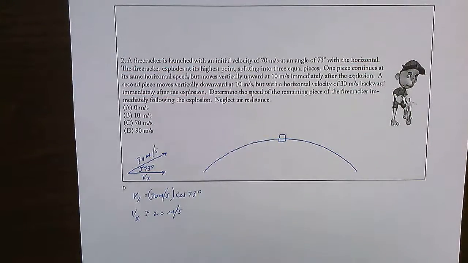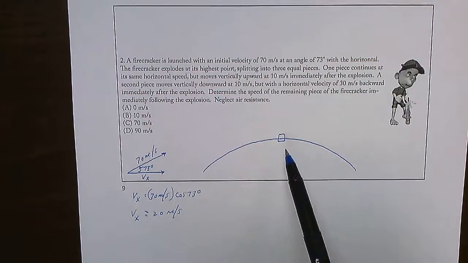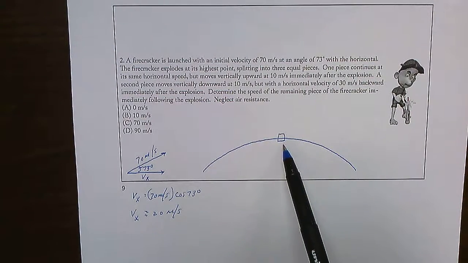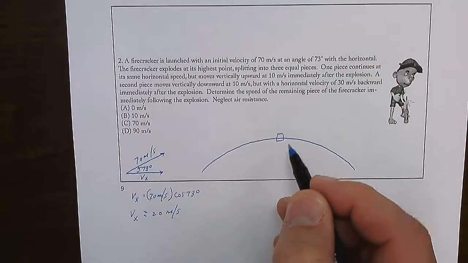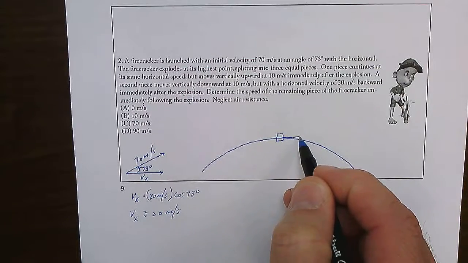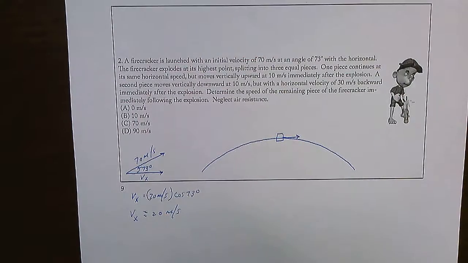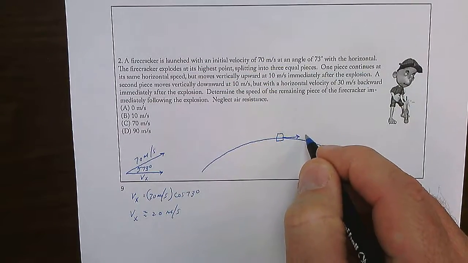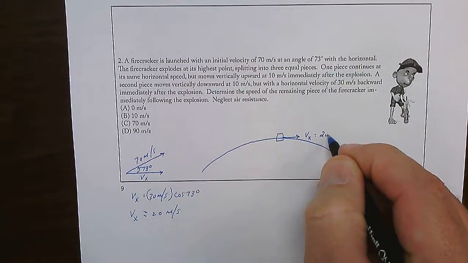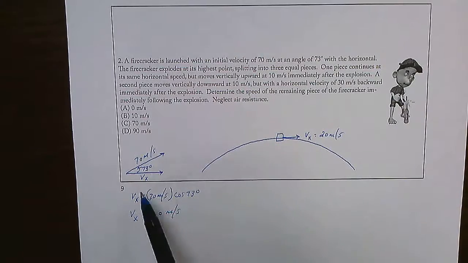Okay, so the key elements to think about with respect to this question are that the explosion occurs up here at the top of the path. And at the top of the path, it's important for us to remember that the velocity is only horizontal. There's no vertical motion at the top of that projectile, right? And that horizontal velocity is 20 meters per second, as per our vector diagram here, not drawn to scale.